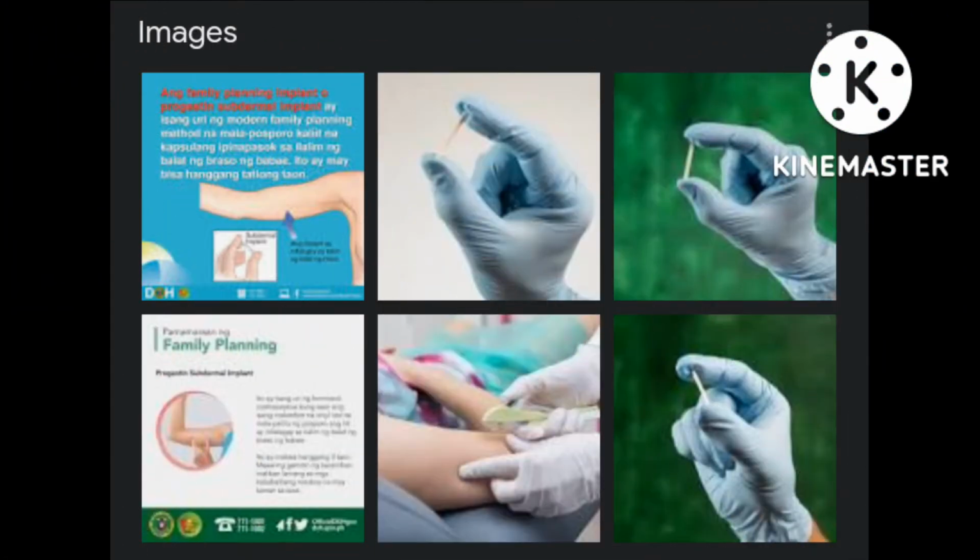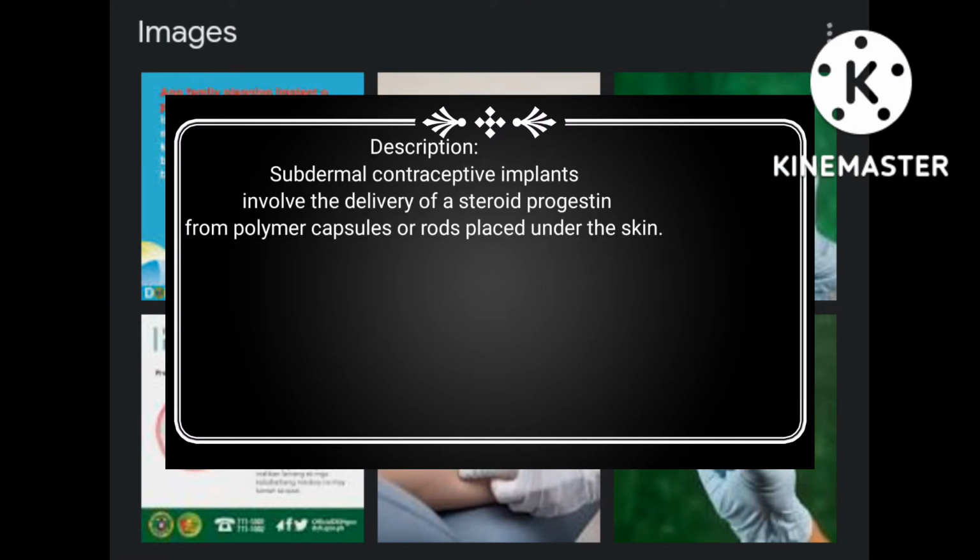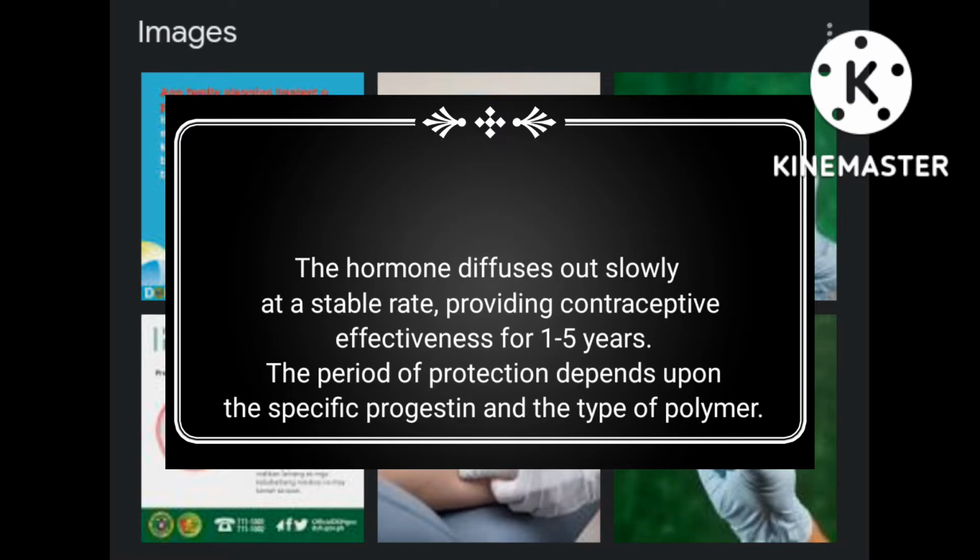So the next is subdermal implants. The description of subdermal implants: subdermal contraceptive implants involve the delivery of a steroid progestin from polymer capsules or rods placed under the skin. The hormone diffuses out slowly at a stable rate, providing contraceptive effectiveness for 1 to 5 years. The period of protection depends upon the specific progestin and the type of polymer.